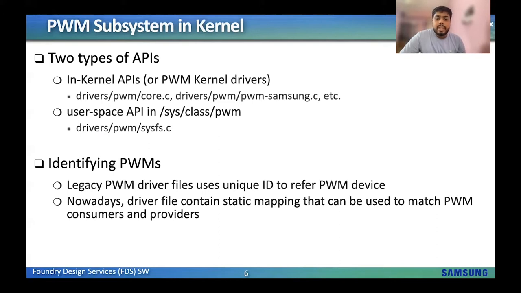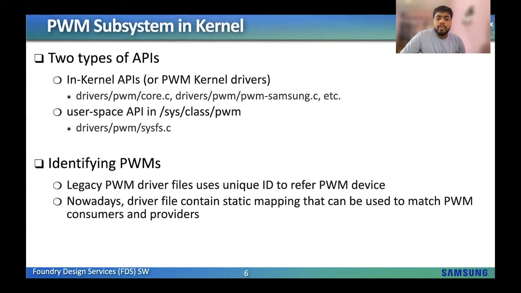Then the next type of APIs are user space APIs. These are the APIs which help us use the PWM device from user space. These are present as the sysfs interface in the Linux kernel. The file for this is sysfs.c in the drivers/pwm directory. And when the kernel is booted, these user space API commands are exposed at the /sys/class/pwm directory. We will see this in detail in the section on using the PWM subsystem with the sysfs interface.